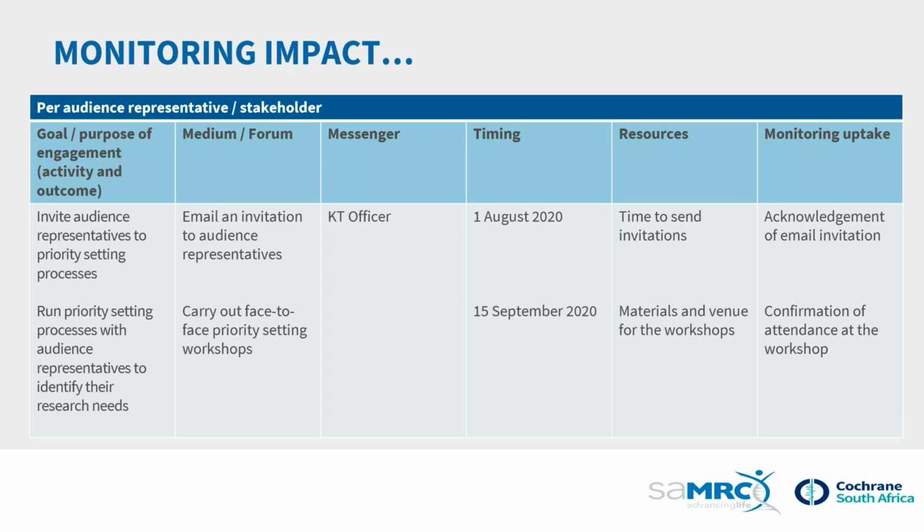We can then decide on which medium or forum we will use to actually send out the invitation. So for example, are we going to invite them to the priority setting exercise via email, and also how are we going to carry out the priority setting? Is it, for example, by organizing a workshop? And then we also want to record who is the person that was the messenger, so who invited the members from our target audience. Is this, for example, the responsibility of the PI on the project, or is it a KT officer?